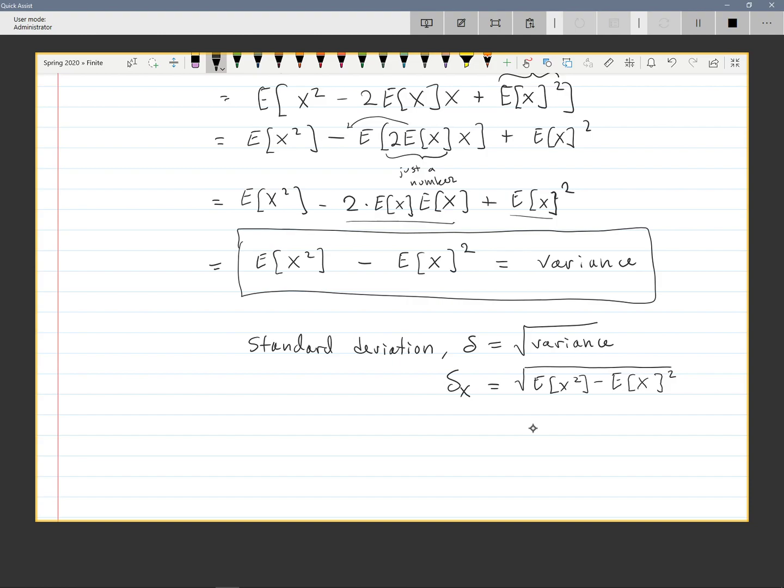So really all the computation is in computing what's known as the variance, and then the number we really want is the square root of that.